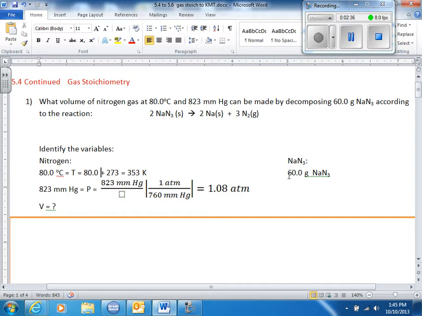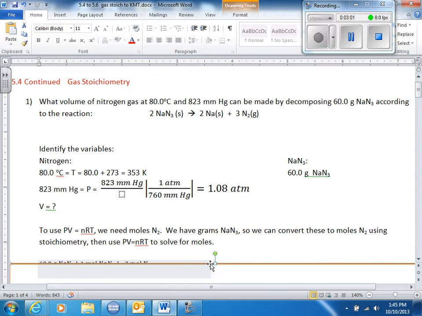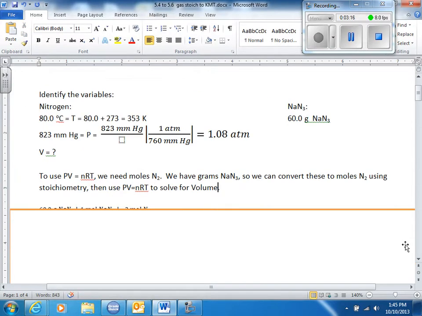And you ask yourself, well, what here could get me n? Nothing here will directly get me n. Oh, but look over here. I've got these grams, and I've got a reaction. If I've got grams of a chemical, I could find moles of nitrogen using my reaction. So just looking at this information, we can use stoichiometry to get moles, and then we could use PV equals nRT to solve for volume, not for moles. Okay.